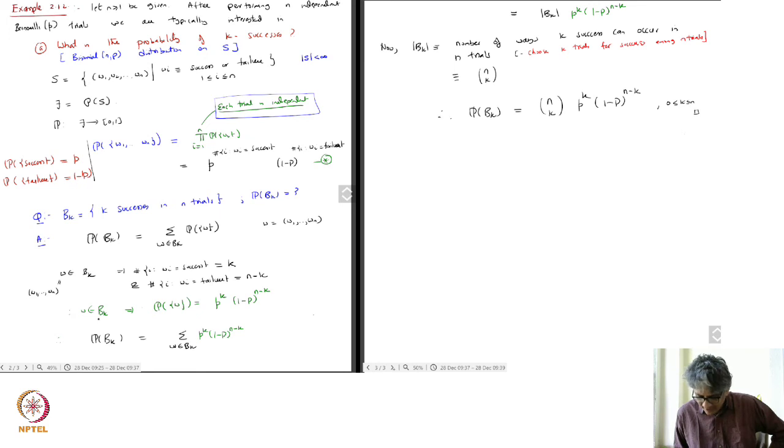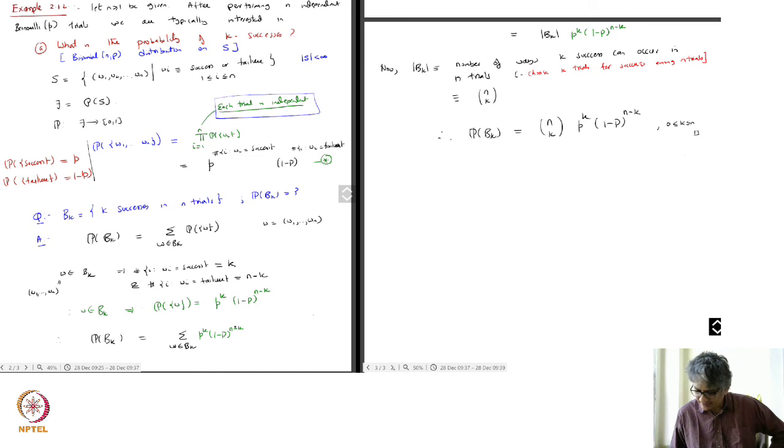So for omega in B_k, the probability of omega from this star is going to be p to the power k times (1 minus p) to the power n minus k. So now you go back. The probability of B_k is the sum over omega of p to the power k, (1 minus p) to the power n minus k, and that's the same as the size of B_k, because every term is constant. So it comes out as size of B_k times p to the power k, (1 minus p) to the power n minus k. The size of B_k is just the number of ways k successes can occur in n trials. That's just choosing k spots among n trials, which is n choose k. So the probability of B_k is n choose k, p to the power k, (1 minus p) to the power n minus k.